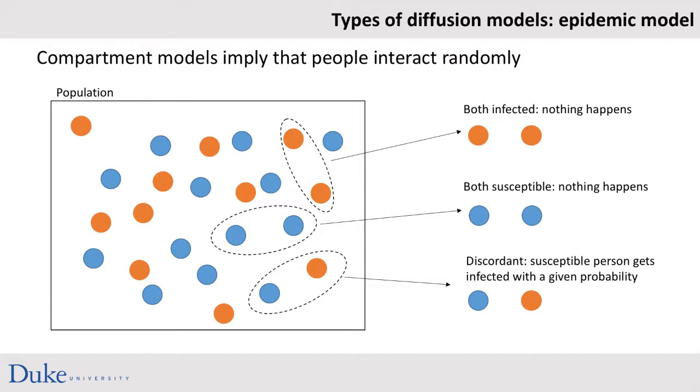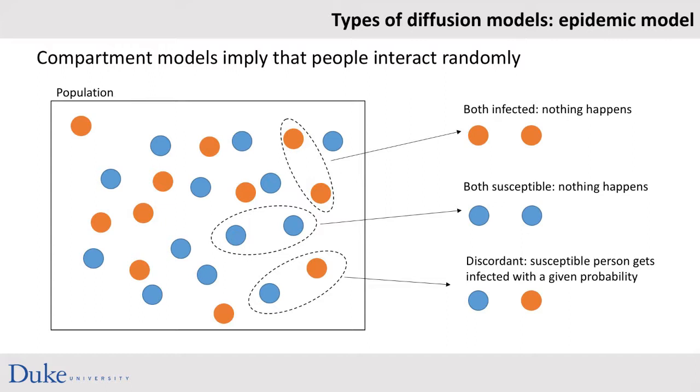And so sometimes, if you imagine, again, these orange people are infected and the blue people are susceptible, you might imagine that there are a few people with the flu, and if they bump into each other, they're not going to give each other the flu because they both already have it. And then there are a bunch of people who don't have the flu, and if they bump into each other, nothing's going to happen because neither of them has the flu.